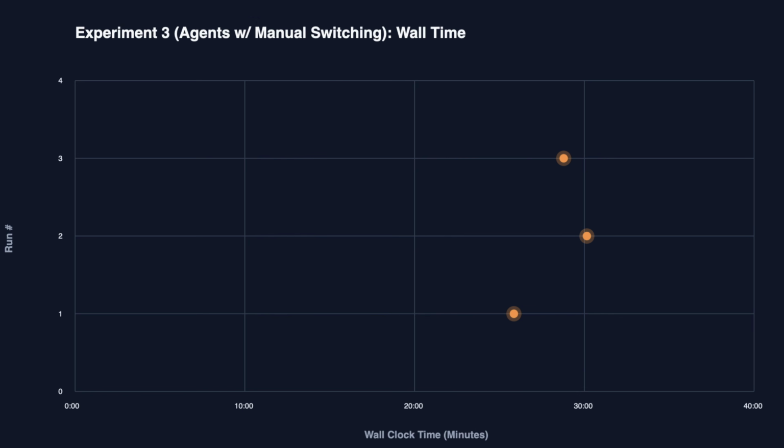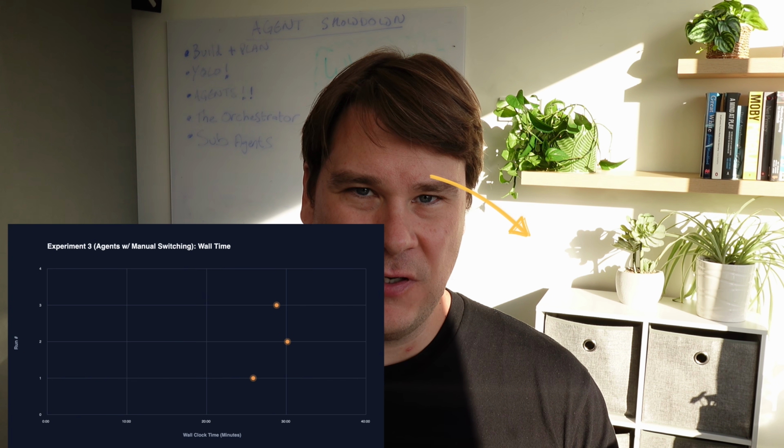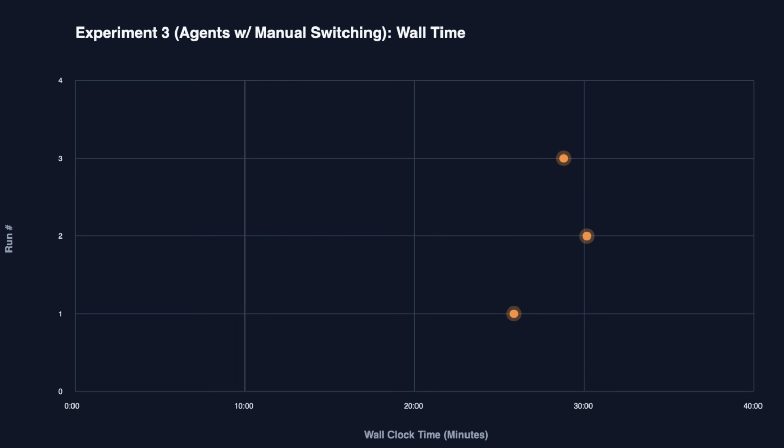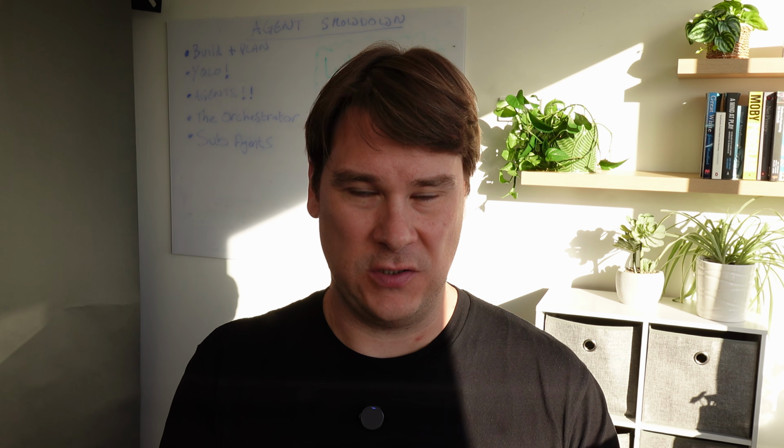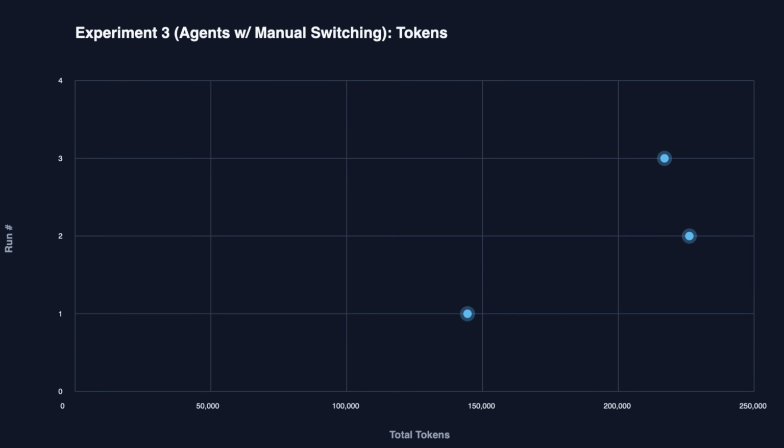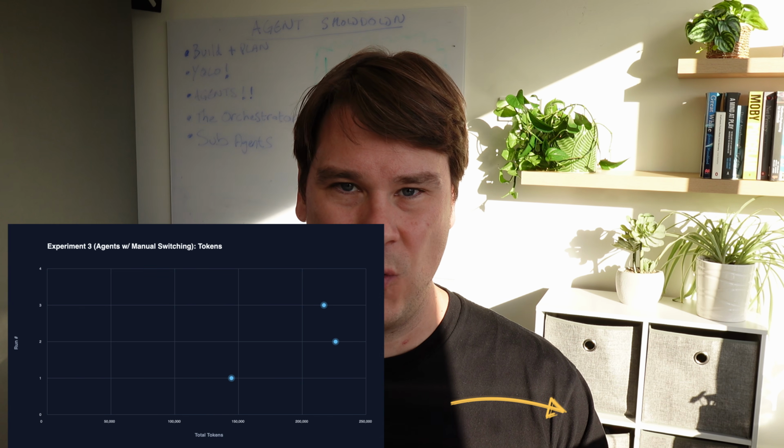This took forever. We're averaging about 28 minutes, and I was actually sitting at the laptop waiting for things to finish. I wasn't away making a cup of tea or something, and that's why it took so long. It really did take this long for each agent to go through. The token usage was also absolutely enormous. We're up at about 195,000 tokens average.